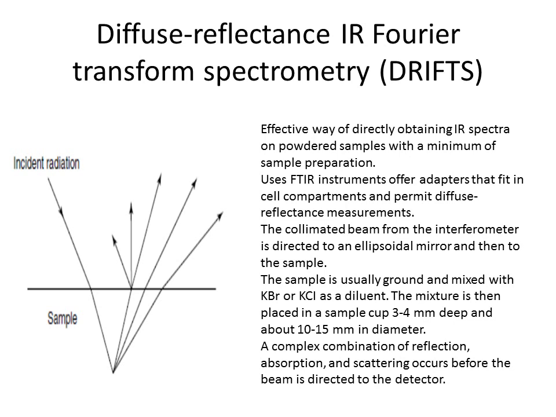Diffuse reflectance is generally observed from powdered or rough surfaces. So what you have to do is take your powdered or rough sample and mix it along with KBr or KCl. Why those? Because these will not absorb the infrared radiation. Alright, so you mix it with KBr or KCl and then place this mixture into a sample cup, and the IR radiation is made incident onto it.